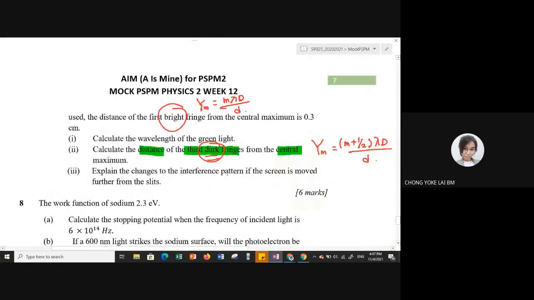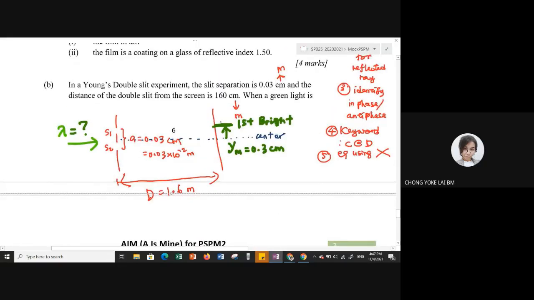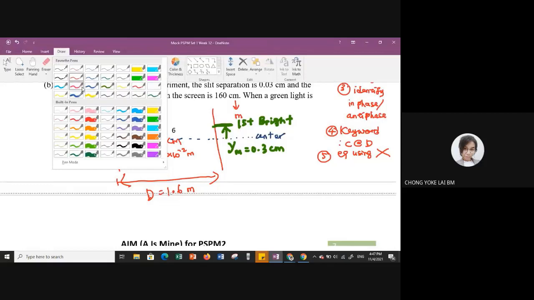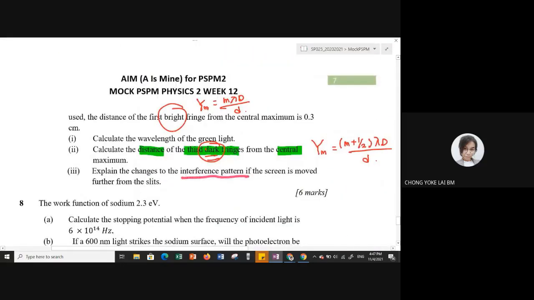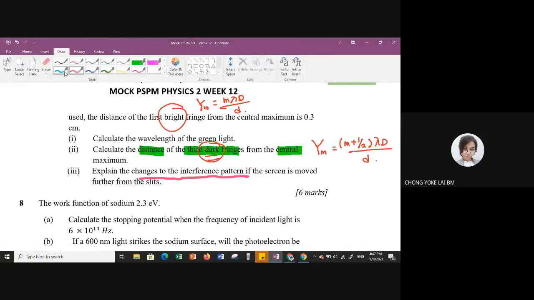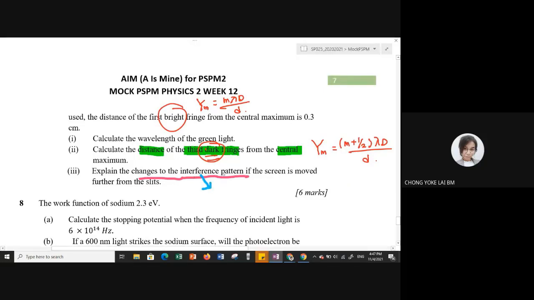Explain the change in the interference pattern if the screen is moved further from the slit. Okay, screen kita ni kasih jauh. Okay, dari starting screen duduk 1.6 meter. Sekarang kita anjakkan screen ni, kasih pergi belakang, jauh lagi. So D kita increase. So the question asks you, what happened to the interference pattern? Change in interference pattern. Kalau you refer kepada nota, kalau you nak cerita change in interference pattern, you tengok kepada fringe separation, delta Y. Delta Y is lambda D over d.